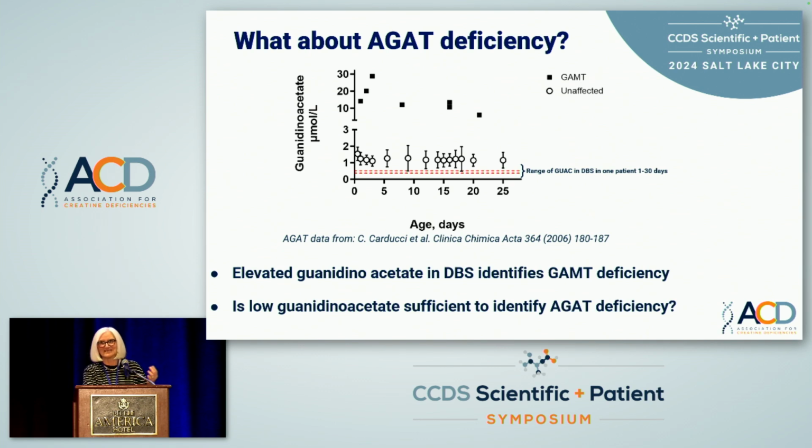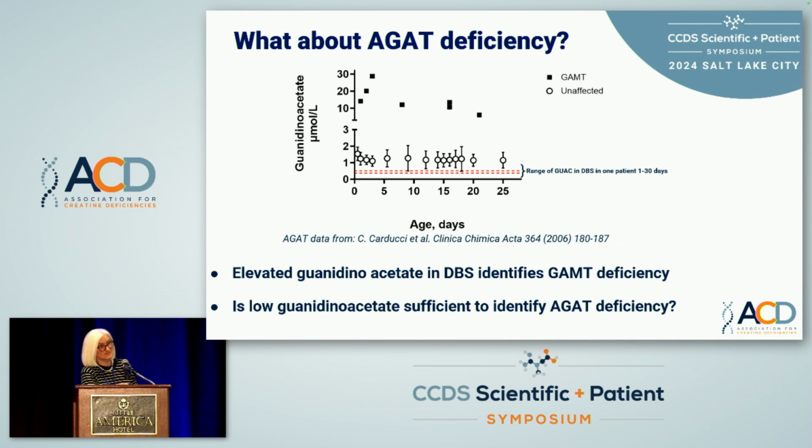So what about AGAT deficiency? We have seen that guanidino acetate is very low, but now newborn screening is very, very good at identifying markers that are elevated. When we are looking at markers that can be low, it's not as good, okay? So we can look at low guanidino acetate, but there is going to be some overlap with the unaffected control. We don't have any data.